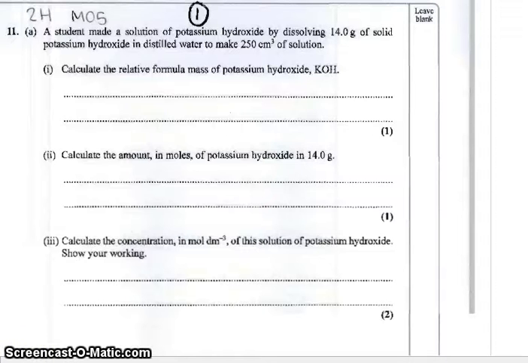A student made a solution of potassium hydroxide, dissolving 14.0 grams of solid potassium hydroxide in distilled water to make up 200 cubic centimeters of solution. Calculate the relative formula mass of potassium hydroxide. So if we look in the periodic table, we can see the top number for potassium, which is the relative atomic mass of potassium, is 39.